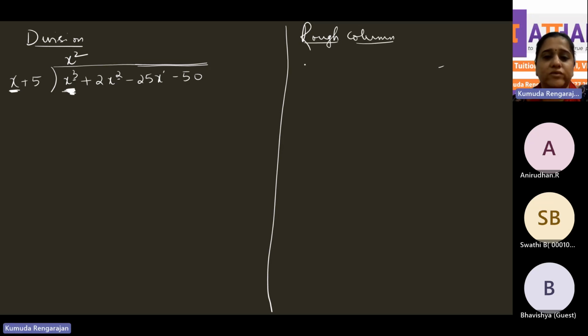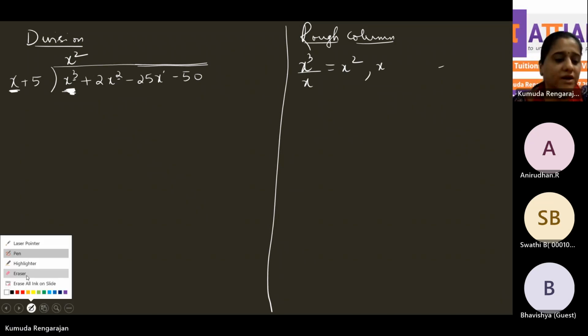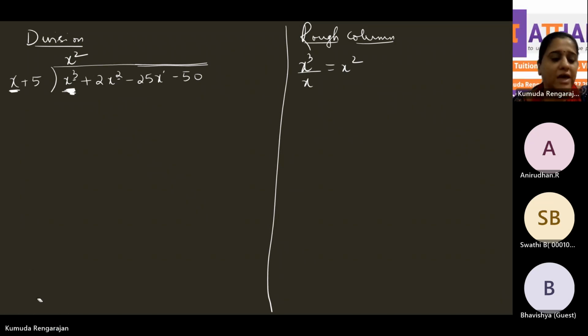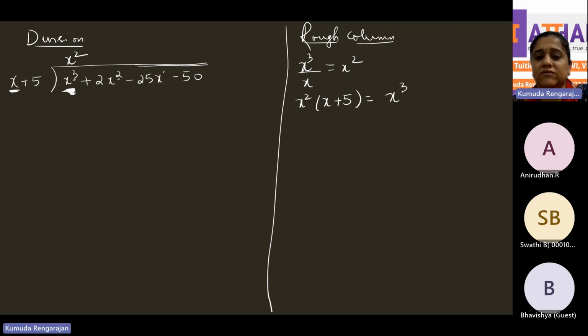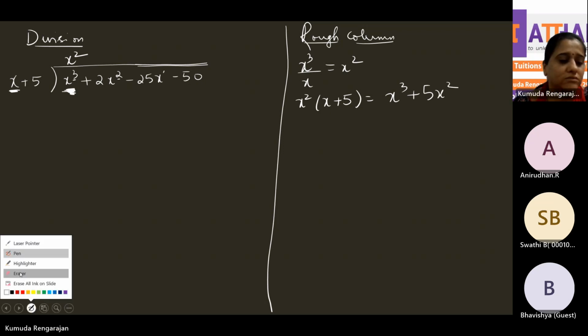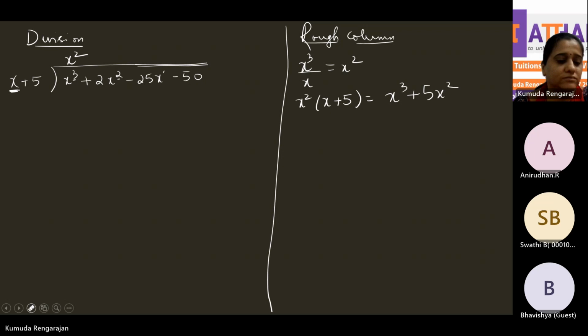So first step, x cubed by x, which is x squared. Now you should multiply x squared with the divisor, which is x plus 5. X squared into x plus 5. What do you get? X squared into x is x cubed and 5x squared. That's what you should write below here: x cubed plus 5x squared.